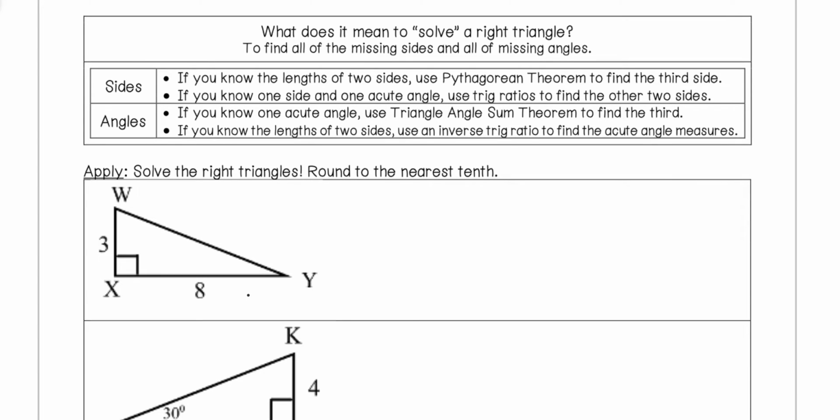Finally, we're just going to take this one step further. In some cases, you're going to see directions that say solve the right triangle. So what does that mean? It just means you have to find all the missing sides and all the missing angles. So if you know two of the side lengths, you can just use Pythagorean theorem to find the third side. That's something we already know, and we won't need to use trig.